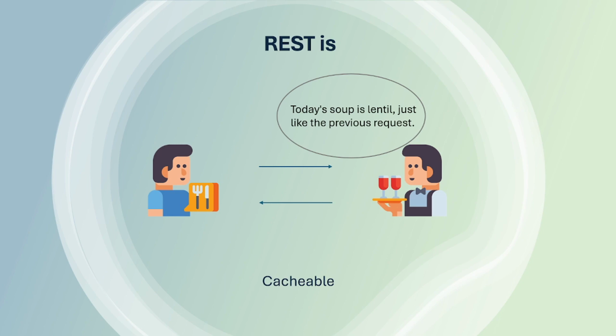Cacheable. This means that responses must define themselves as cacheable or not to improve network efficiency. This reduces the latency and server load. Let's give an example for our restaurant. If many customers order the same dish, the kitchen might prepare extra portions in advance to serve them quickly.